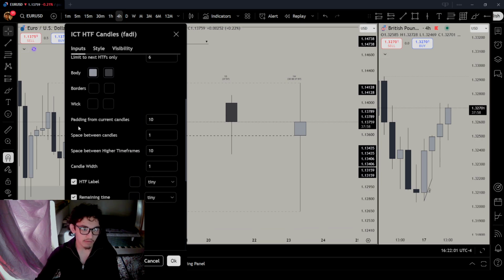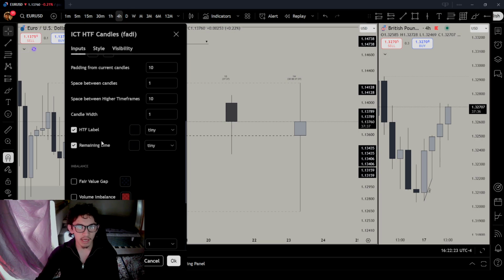So yeah, eventually padding from current candles 10, space between candles 1, space between the higher time frame 10, candle width 1. Why do we say 10? Because so they stick together. It makes it really difficult to understand here, right? Although the indicator is not gonna give you any benefit, it actually gives you a benefit. It helps you know the open high low close concept way more efficiently, right?